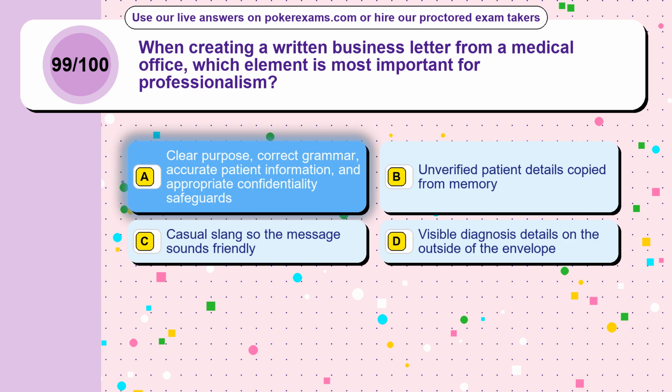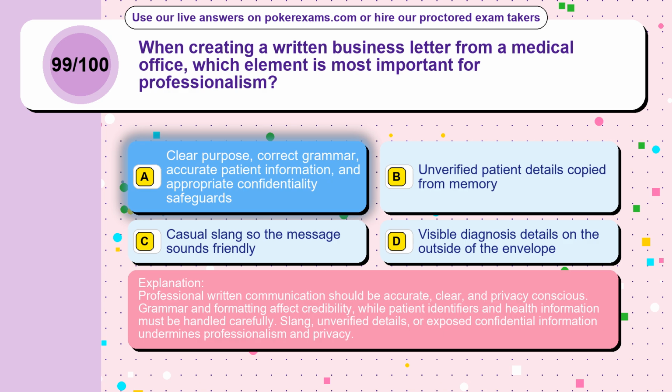Clear purpose, correct grammar, accurate patient information, and appropriate confidentiality safeguards. Professional written communication should be accurate, clear, and privacy-conscious. Grammar and formatting affect credibility, while patient identifiers and health information must be handled carefully. Slang, unverified details, or exposed confidential information undermines professionalism and privacy.